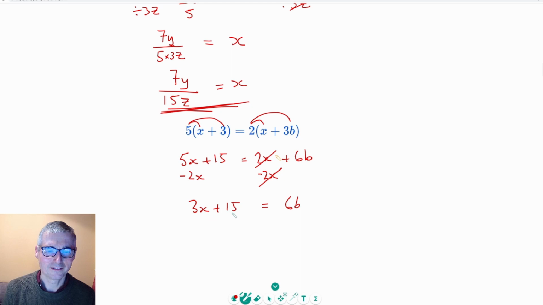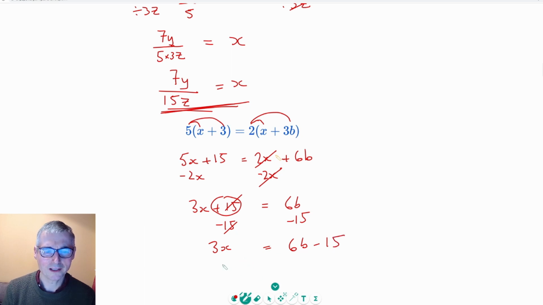And then if I want to get rid of the 15 now, I've got to take away 15. So that's going to go, and I've got to do the same on this side. So I'm left with the 15's cancelling. I've just got 3x on that side, and that's equal to 6b minus 15.